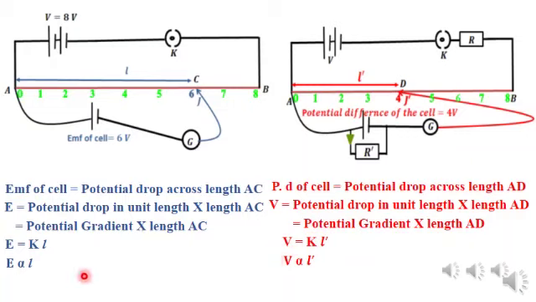Thus, when the cell is in closed circuit, its potential difference is proportional to the corresponding balancing length, meaning the length of the potentiometer wire from end A to the point where we are keeping the jockey on this wire for zero deflection in the galvanometer.